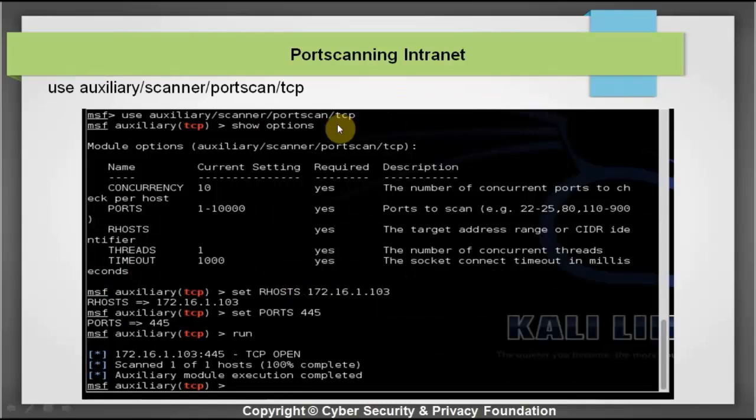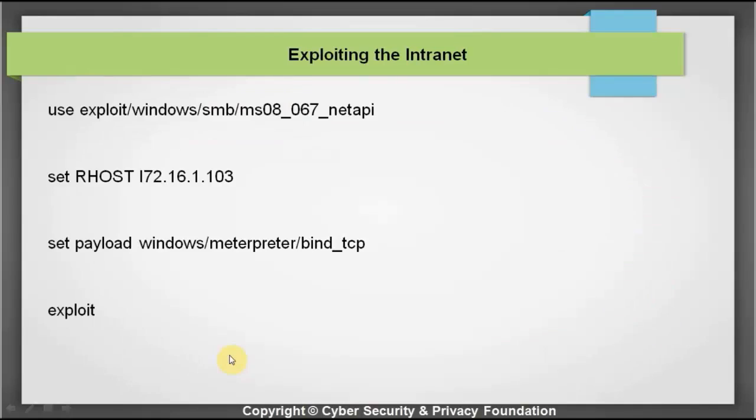So this is how you do a port scan on the intranet. We can use the auxiliary for port scan over here. It's as simple as use auxiliary/scanner/portscan/tcp, and you can set the RHOSTS and you can set the ports, and it will run the scan. Here you're going to check if port 445 is open, and you can see that in one of the machines in the intranet, port 445 is open.